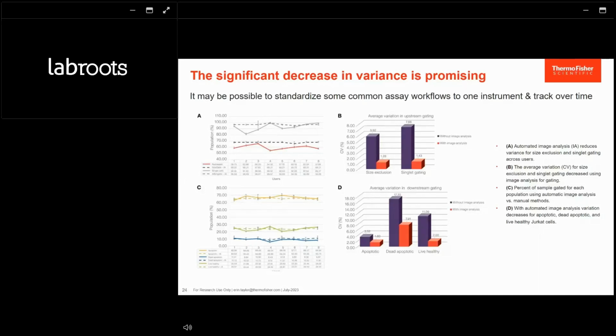The variance here between live, healthy, and dead, apoptotic makes me wonder what the errors were and how that might affect any kind of applications downstream if live cells were being overcounted or undercounted by certain users. And again, that would come from experience. One of the great things about this is that if we use the automated image parameters, experience becomes much less important to being able to get those accurate results.